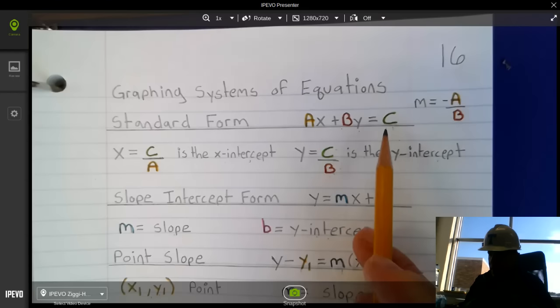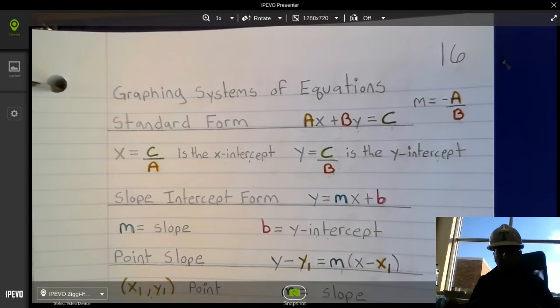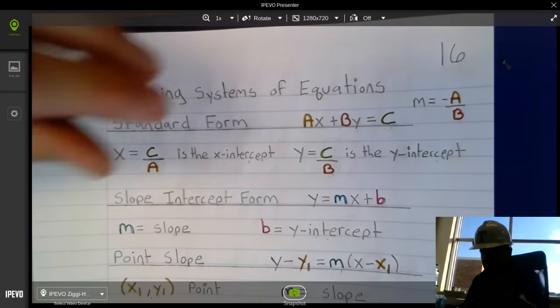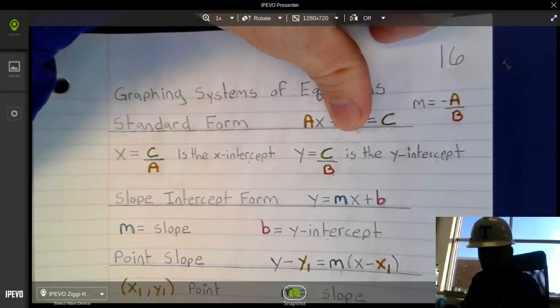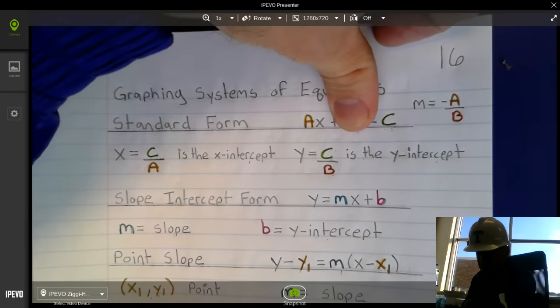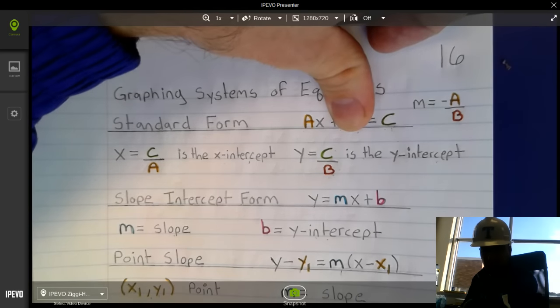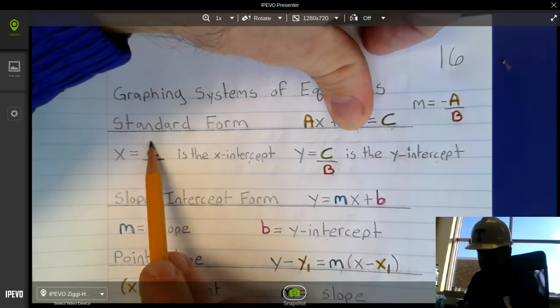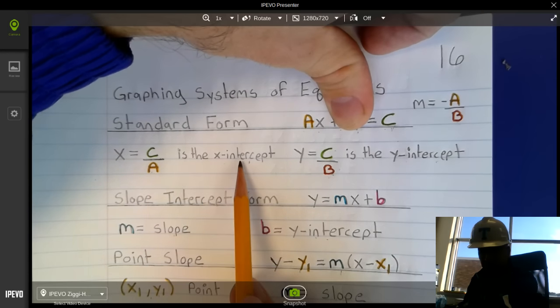Now, I'm going to show you a trick using standard form to find the x-intercept and y-intercept. If it's an x-intercept, the y value is 0. I'm going to use my thumb here as a 0. As we know, 0 is nothing, so we can get rid of it. Now we're left with ax equals c. If we divide both sides by a, we have c divided by a, and that is the x-intercept.